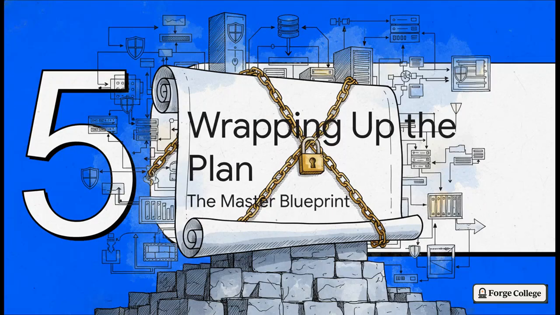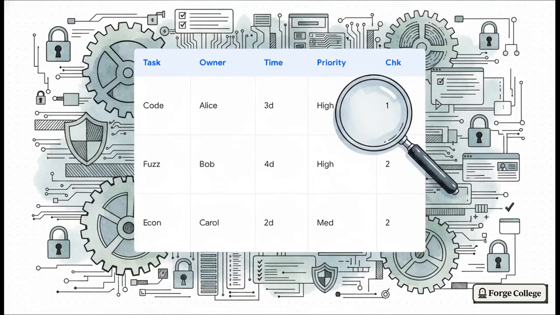All right, moving into Section 5, wrapping up the plan. Your final working document really needs to be a minimal, highly readable task list, just like this. It's got the task, the owner, duration, priority, and checkpoint. That's the whole shebang, no fluff. Keeping this live and version controlled guarantees that your daily execution stays brutally focused on the exact right priorities.